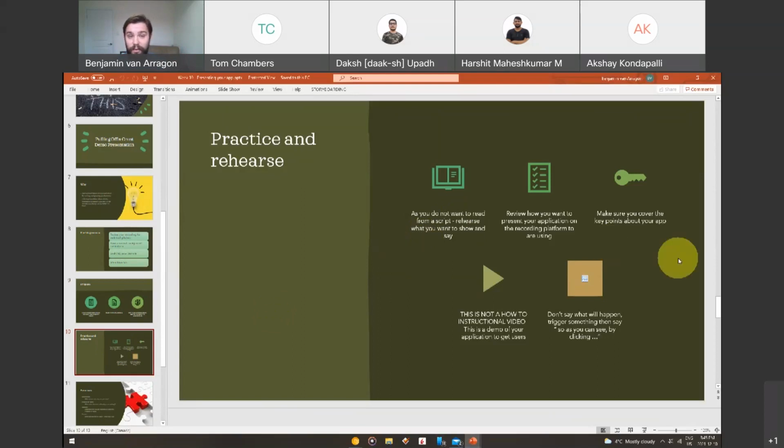Make sure you cover the key points about your app. So this is for the actual app demo portion. So you've talked about your company, what you do, what's your solution, and now introduce the app itself and give us a live demo during this. It's not a how-to instructional, it's a demo of your application to get users interested in it, right?